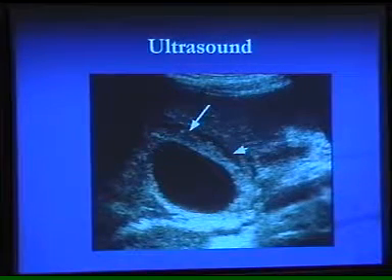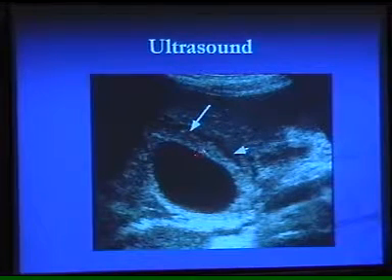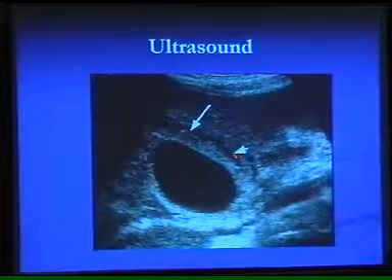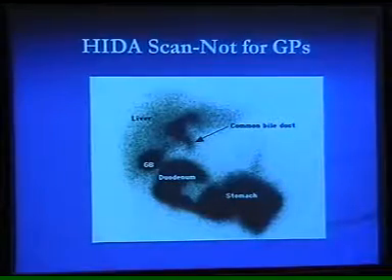This is an ultrasound, and you can see that the gallbladder is markedly distended, has become globular, and the wall is thickened, and there is also a pericystic fluid collection consistent with acute cholecystitis.